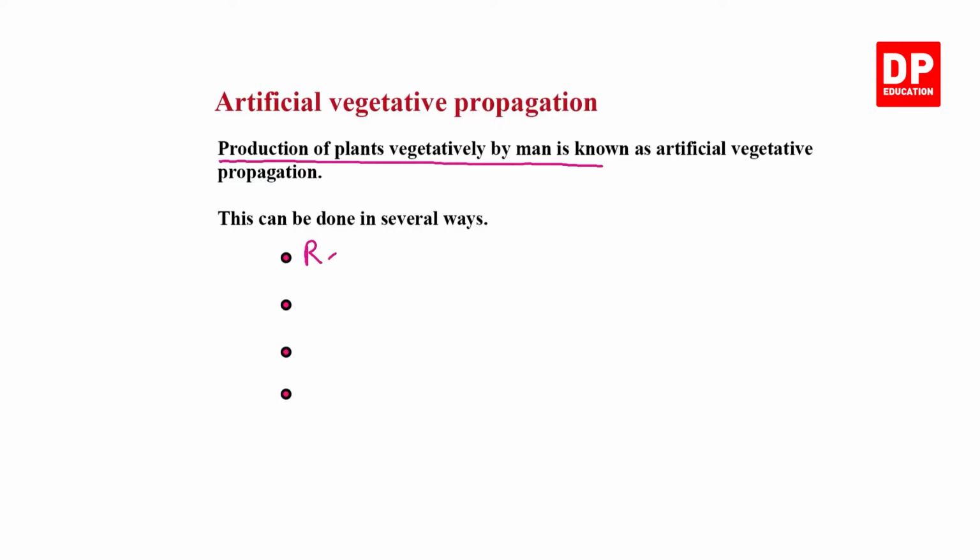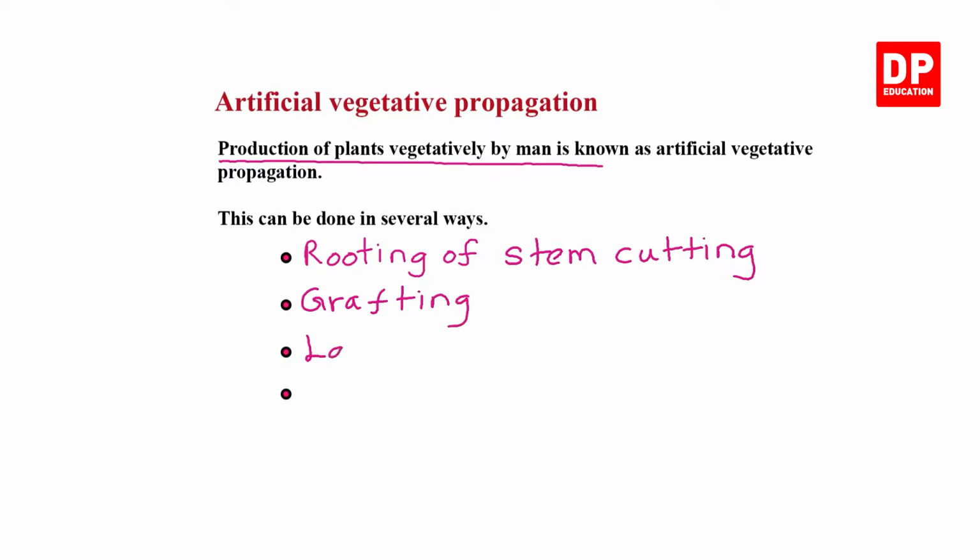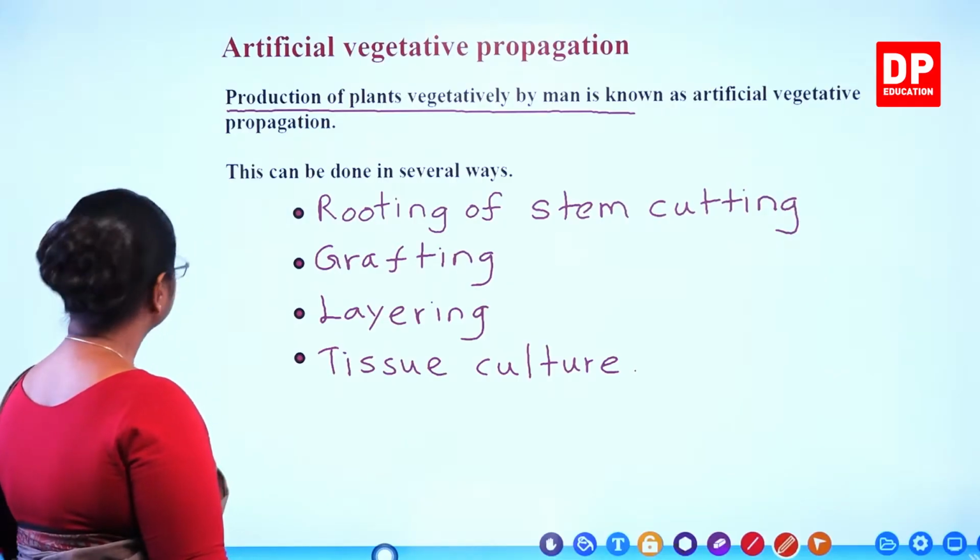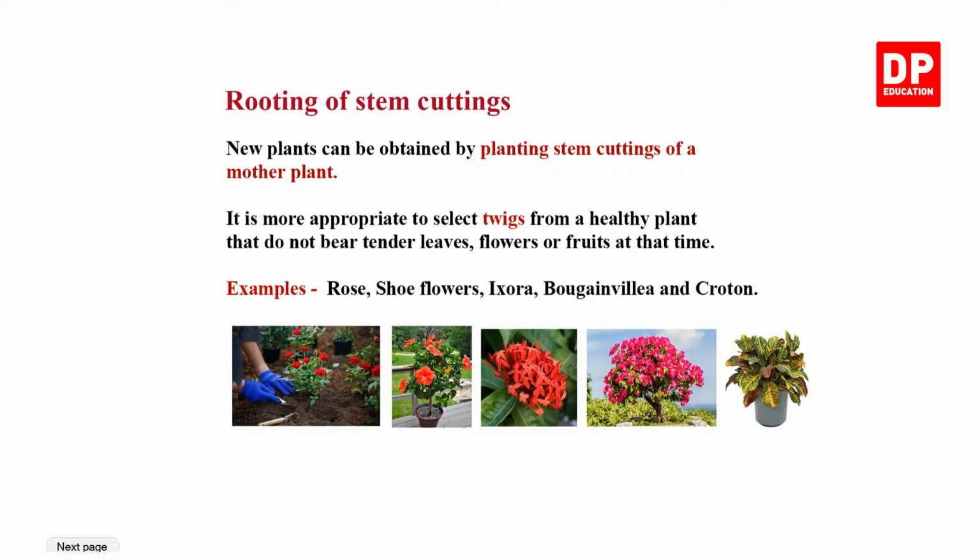One is rooting of stem cutting. Then there is the method of grafting, layering and tissue culture. We will discuss these methods one by one. The first one, rooting of stem cuttings.